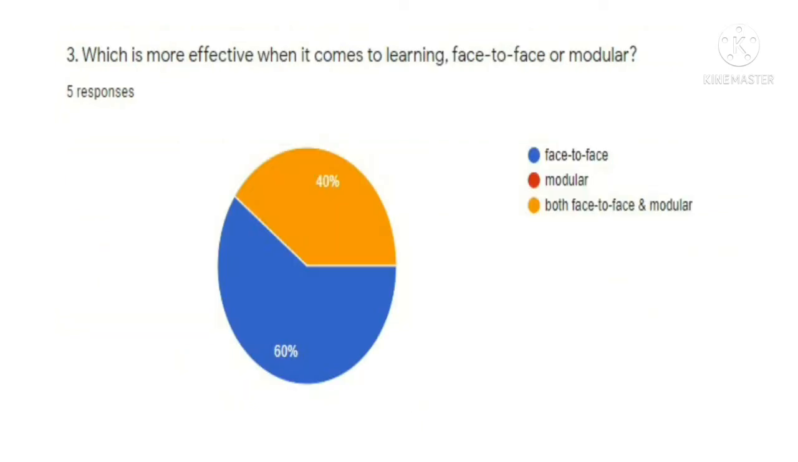And then the third question is, which is more effective when it comes to learning, face-to-face or modular? There are three choices: face-to-face, modular, or both face-to-face and modular. Out of 100%, 40% of the respondents said that both face-to-face and modular is effective. And then the majority, 60% of the respondents, said that face-to-face classes is more effective when it comes to learning.